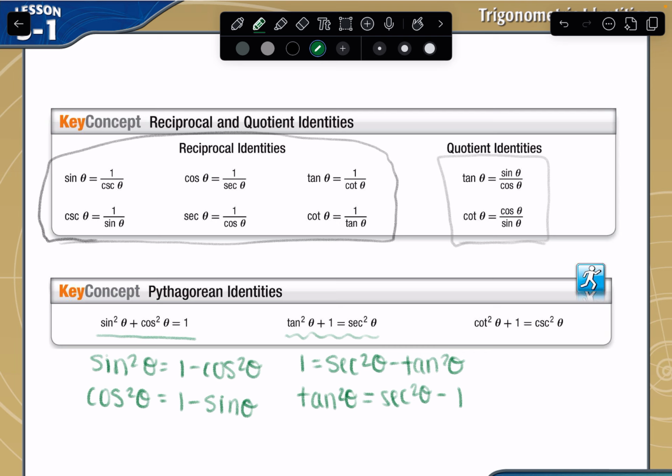So knowing that these are not always going to be given to you the way that they are stated, but they could be rearranged. For this one, you might have 1 equals cosecant squared minus cotangent squared, or you might also have that cotangent squared is equal to cosecant squared minus 1. So for every Pythagorean theorem identity, there's 2 other options of how it could also be written, so you may see those as well. Okay.